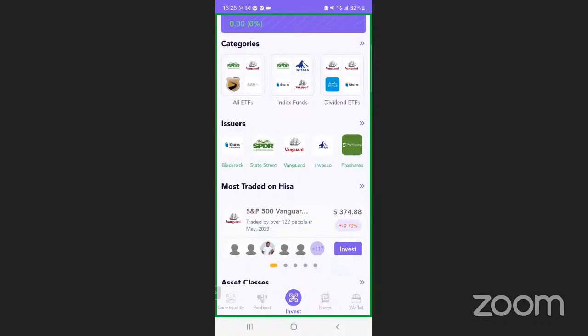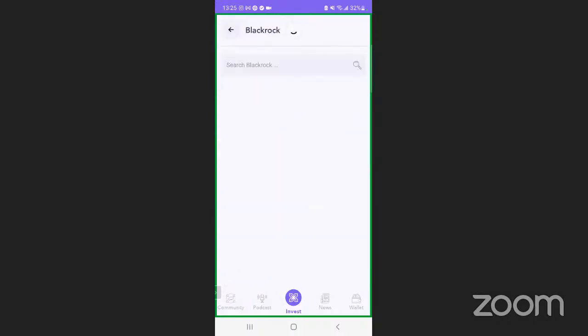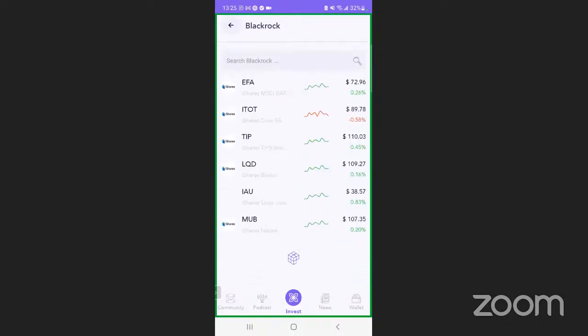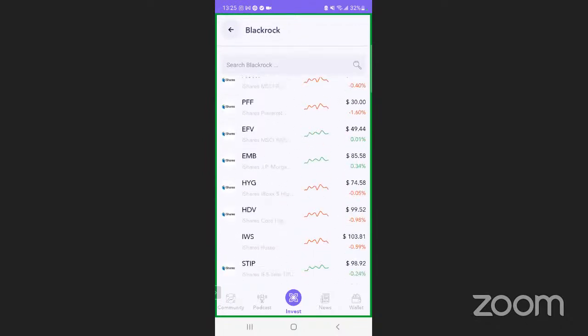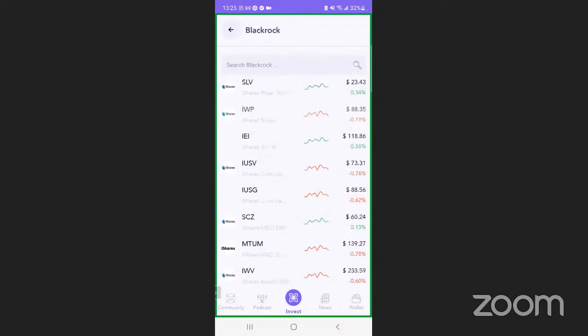Okay, so we also show the ETFs using the various issuers. The biggest issuer of ETFs is called BlackRock. It's also the biggest asset management company in the world. So you can also see all the ETFs issued by BlackRock. I think you guys can see the options that we have. So there's so many options.